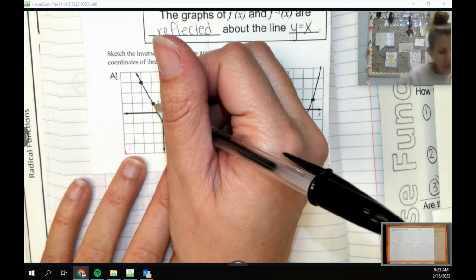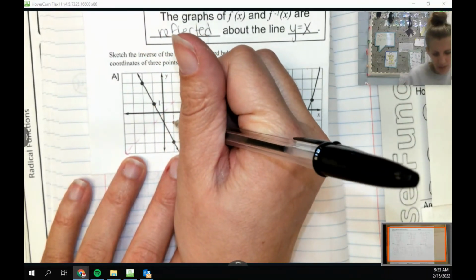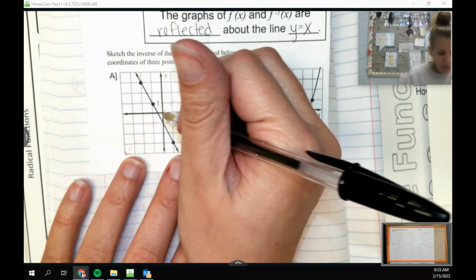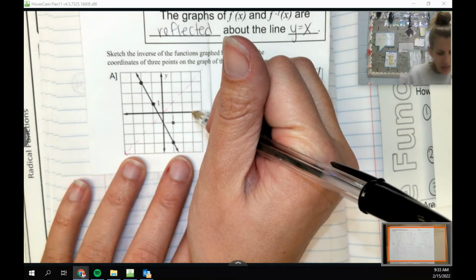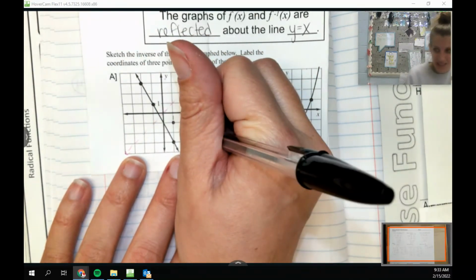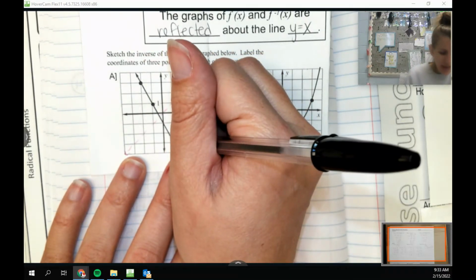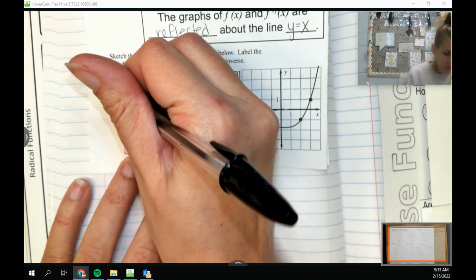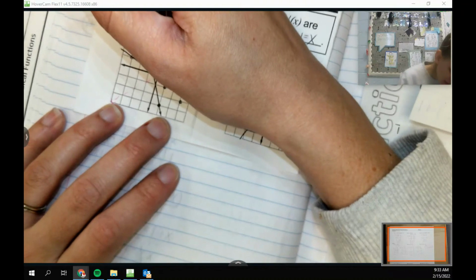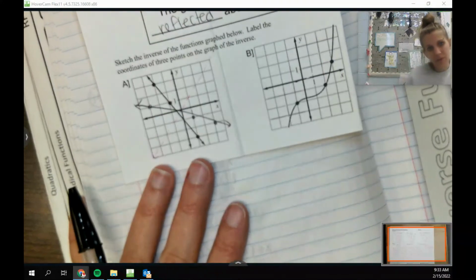So this one's at negative 1, 1. So it's going to go to 1, negative 1. It flips over here. This one is at negative 2, 3. So we're going to go to 3, negative 2. And then this last point here is at 1 comma negative 3. So a negative 3 comma 1. Let me get this line. Oop, I missed it. But yeah, that looks right. Totally reflected.